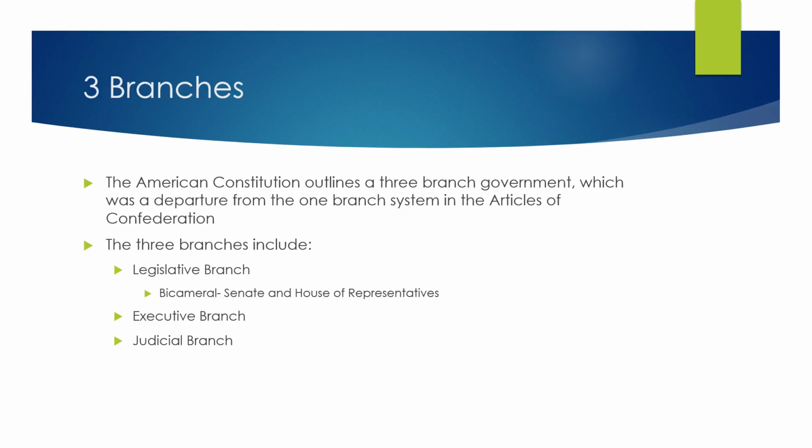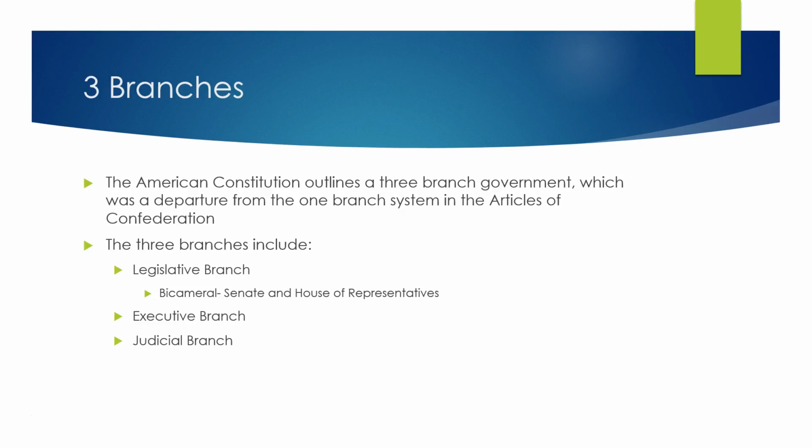So the American Constitution outlines a three-branch government, which was a departure from the one-branch system in the Articles of Confederation. If you remember back to our conversation in the Articles of Confederation, there really is a unitary government in the United States in which all 13 states have to agree on legislation in order for something to pass. So we see a great departure from that when we have the creation of the Constitution.